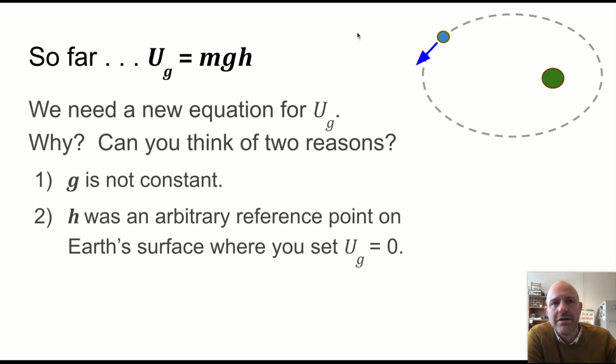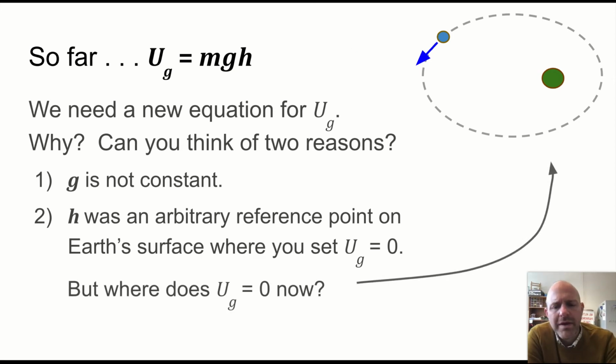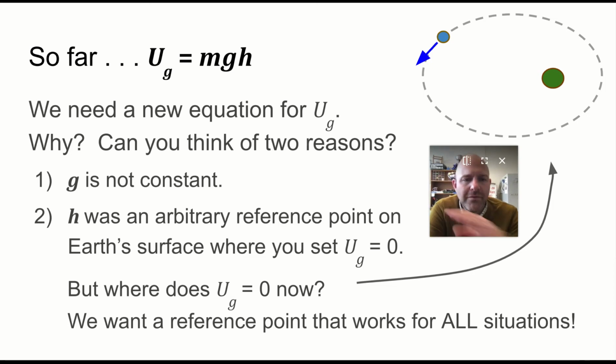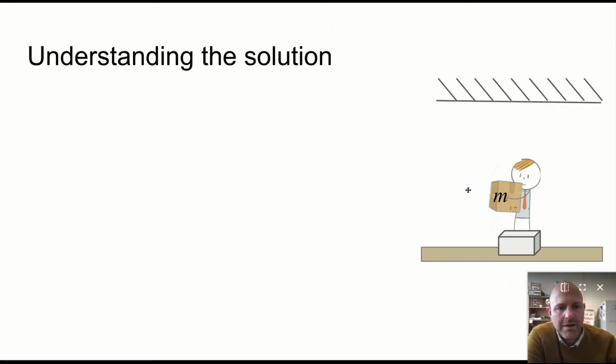Also, h was set at an arbitrary reference point. Remember, we could always call zero gravitational potential energy wherever we wanted, and it was all relative to that. But those two things don't really work anymore. We want to think about, where would gravitational potential energy be zero now? Well, it turns out it's not at the bottom or on the surface of the Earth. That doesn't really work for us. So we need a reference point that works for every possible situation. And calling it the center of the Earth makes the Earth the reference point for everything, and that doesn't really work. So what we end up doing is we pick a point that is infinitely far away from everything. We'll come back to that.